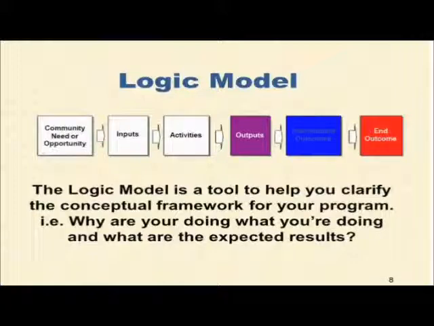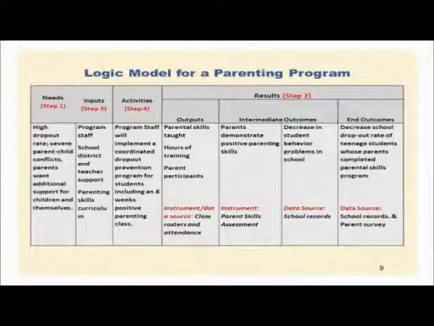And maybe we first look at a particular example for a parenting program. Then we go in and talk about each one of the components in more detail. We say that in this logic model, for high school students, the high dropout rate and severe parent-child conflicts, and the parents want additional support and resources for children and for themselves. This is the need. And the input is what kind of resources we have, what kind of people as well as material and opportunity that we have.